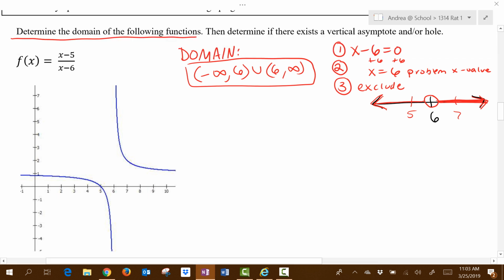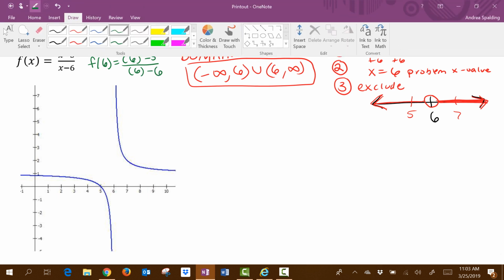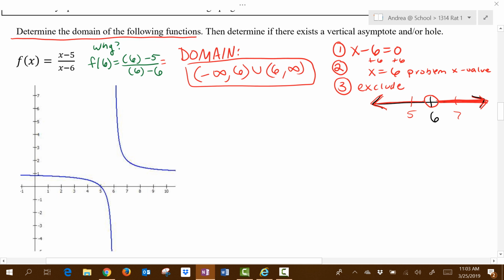Let's test out again why x equals 6 cannot be used in the function. If I were to plug a 6 in to the equation in place of x, everywhere I see an x, I put parentheses, and I'm going to drop a 6 into the parentheses. The denominator becomes 0, and the numerator becomes 1. 1 divided by 0 is undefined. So we are not allowed to put a 6 into the function because it does not give me a real number out for y.